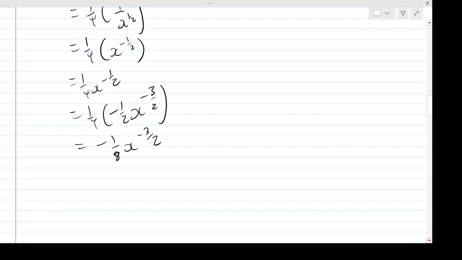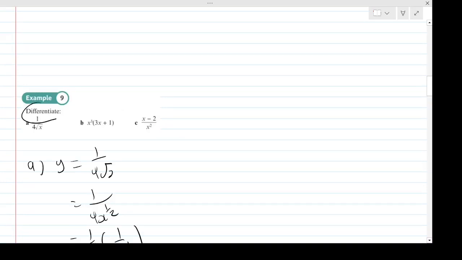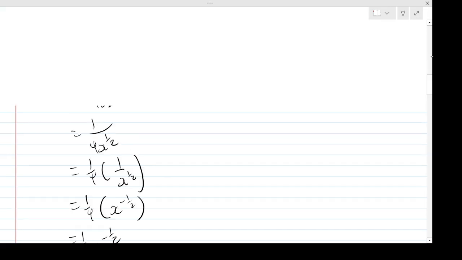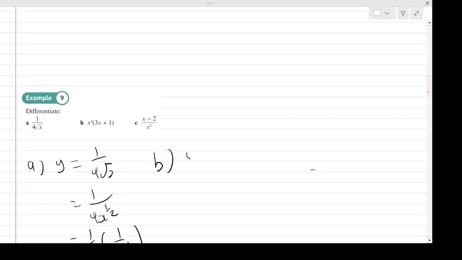Now at this point, if you wanted to, you could evaluate this index. We have negative 3 over 2. You could say that's minus an eighth of 1 over x to the 3 over 2, and then maybe go from there. You don't have to. If it doesn't say to write your answer in a particular form, and here the question literally just said differentiate, it's fine as long as you get the answer. It doesn't matter what form you leave it in. You can leave it in this form. You don't need to do any more simplifications with the indices. That's completely fine.